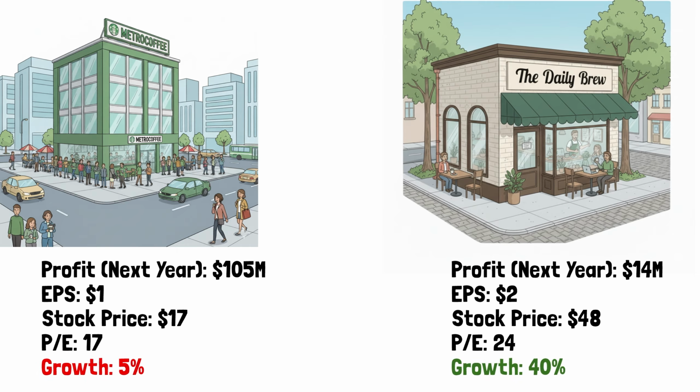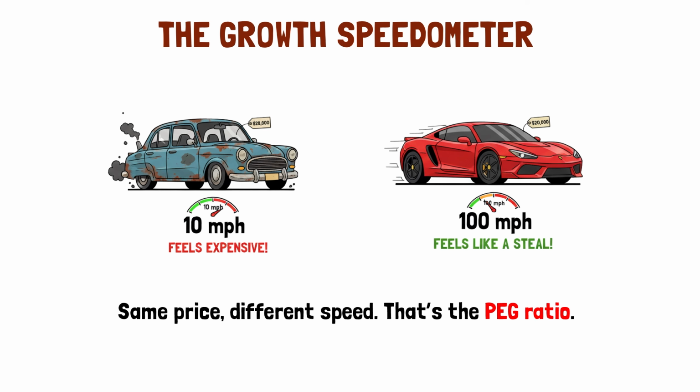The static PE ratio doesn't account for this crucial future growth. The higher price tag for Daily Brew might actually make perfect sense once you factor in the company's powerful momentum and far greater expected profit increase. You are simply paying more for a stock that is moving forward much faster.